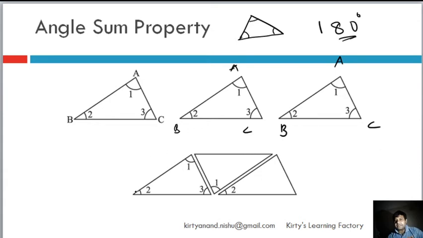This triangle I have kept as it is. This is same to same. This one I have completely rotated by 180 degrees in such a way that angle 1 comes like this, and it is adjacent.